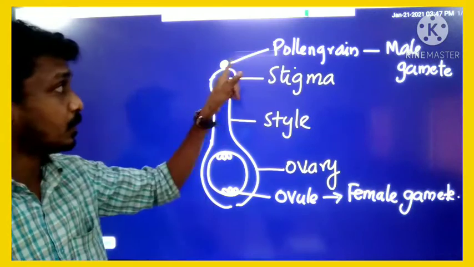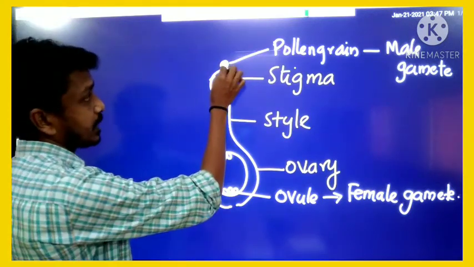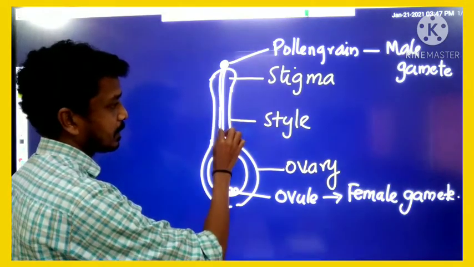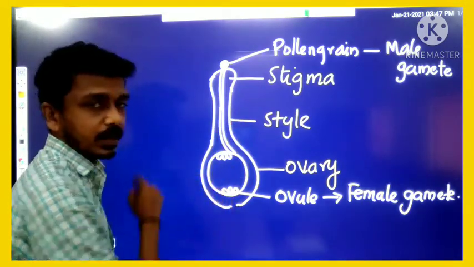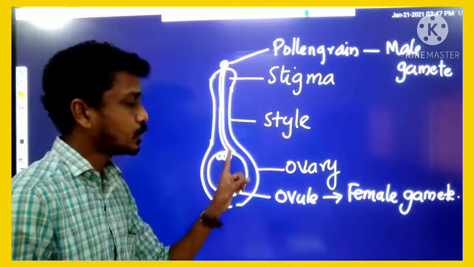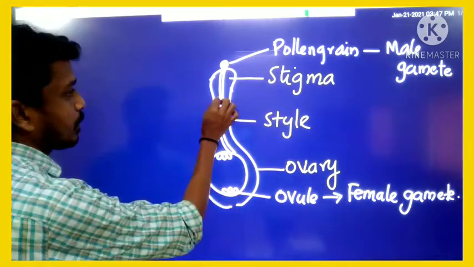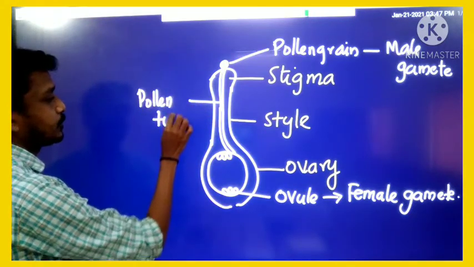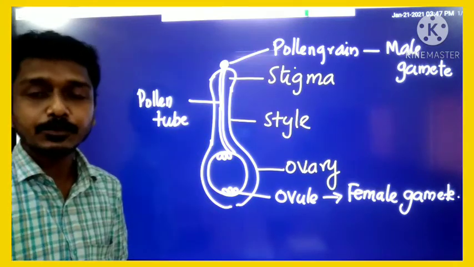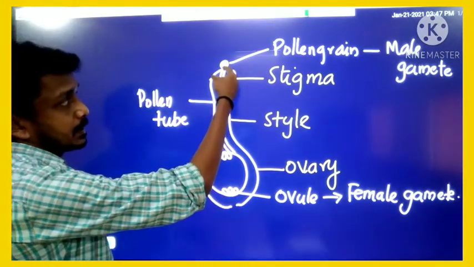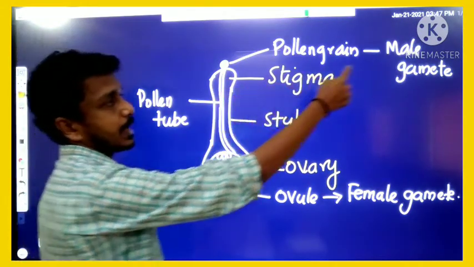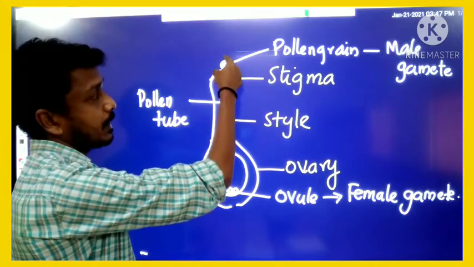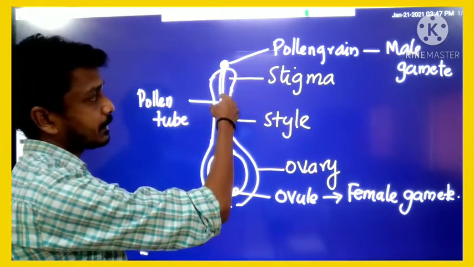Then from here, a tube starts to arise towards the ovary. This tube is called the pollen tube. The pollen tube will carry the male gamete. That means the male gamete from the pollen grain transfers to the pollen tube.